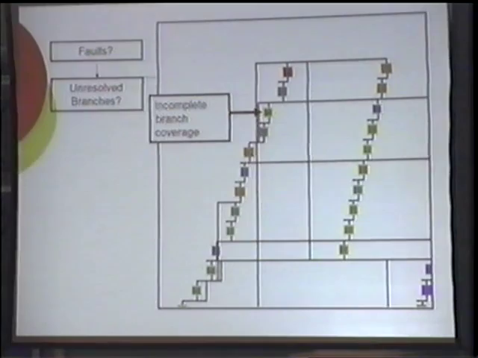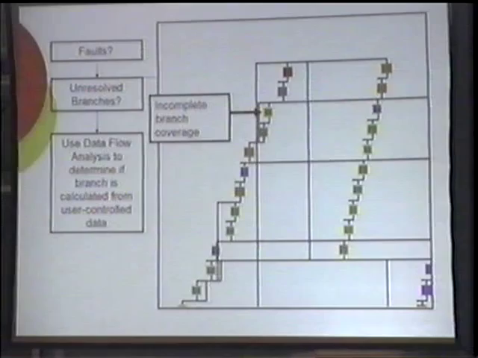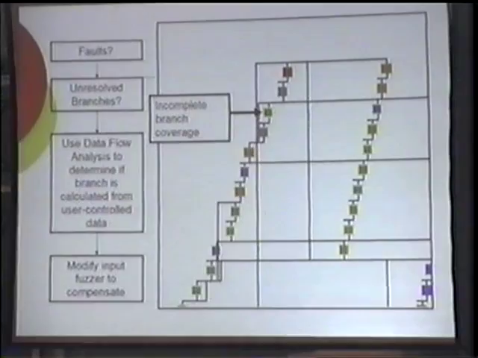So we can go look at the assembly language at that point and determine how it is that it's making that decision. Is it making it on a compare against user supplied data? If so, we can control that and we can increase our code coverage. In this particular example, if the locations are surrounded in green, user supplied data is actually being used in that particular location of code. So our data flow analysis, is it user controlled, blah, blah, blah. Modify the input fuzzer to compensate for that problem. That's the self-learning code coverage I just talked about.